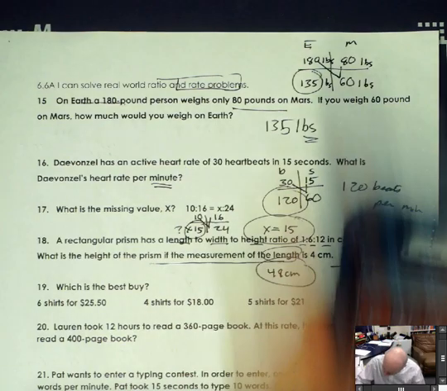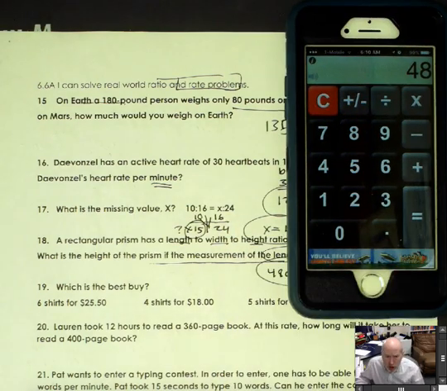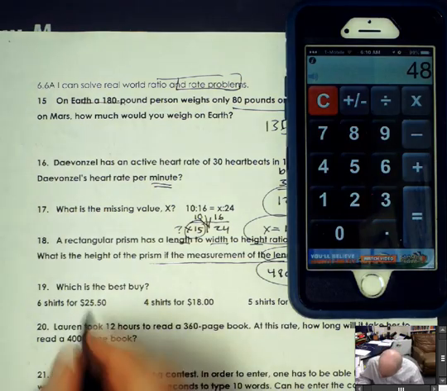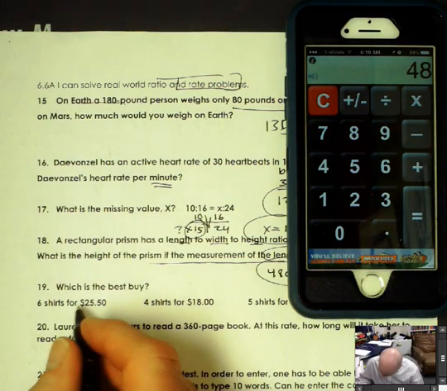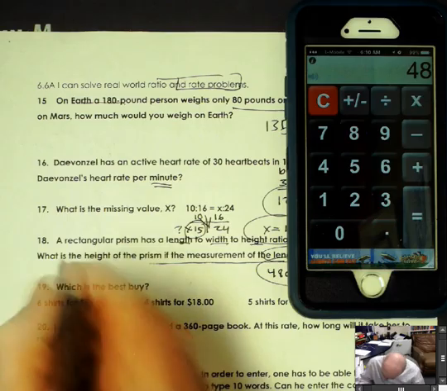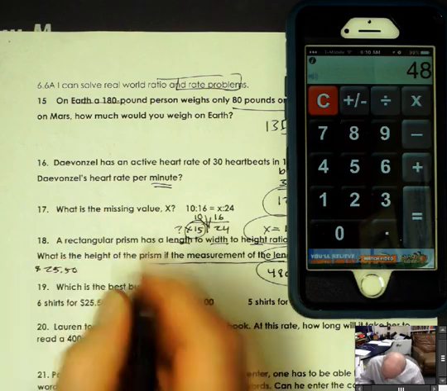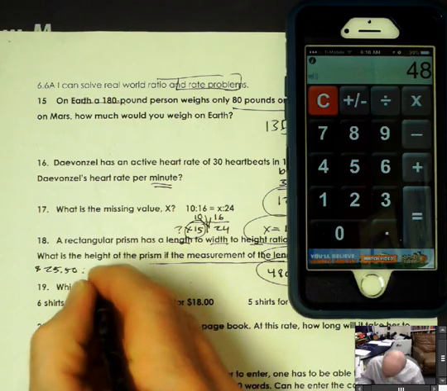This one here is actually a unit rate problem on these shirts. I don't know if there's one like this on the test or not, but which is the best buy? So basically you got to figure out what the unit rate is for each of these shirts. So I'm going to rewrite this because I don't like it in this format here. So I'm just going to say that it's $25.50 and it is for 6 shirts.